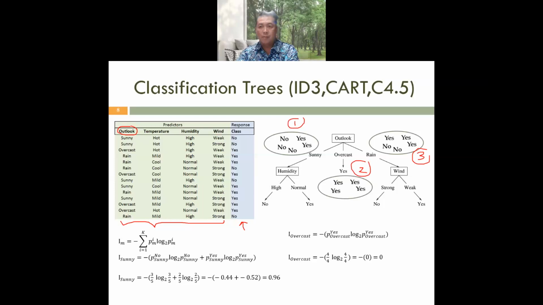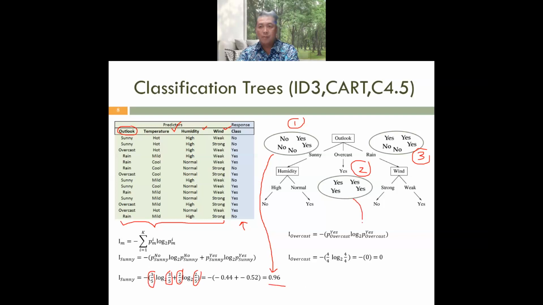Later on we can choose temperature, humidity, and wind. But we decide to choose the feature that produces the lowest entropy values. For example, for the sunny, we compute the value and we get 0.96. So how do we get the 0.96? We have 3 no and 2 yes. So we compute, we get 0.96.